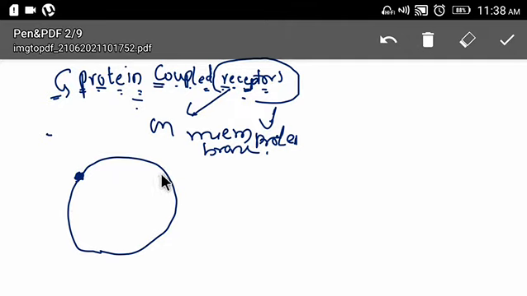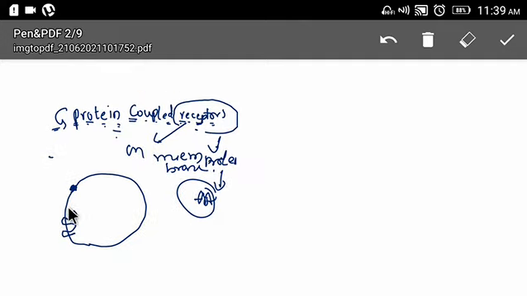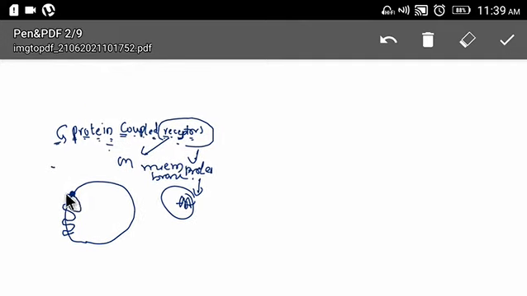Let's understand the structure of these G protein coupled receptors. As I told you, this is a protein, which means it consists of amino acids. Suppose this is a G protein coupled receptor. This is how it looks. This is the structure of a G protein coupled receptor.